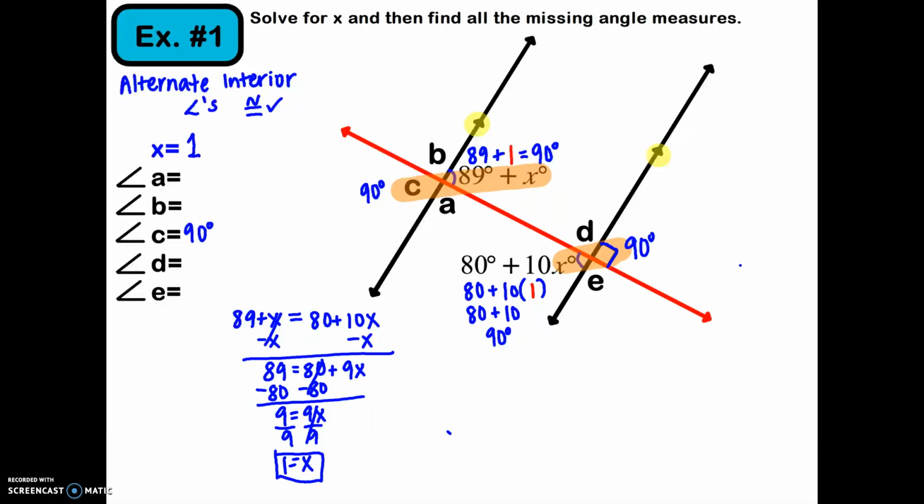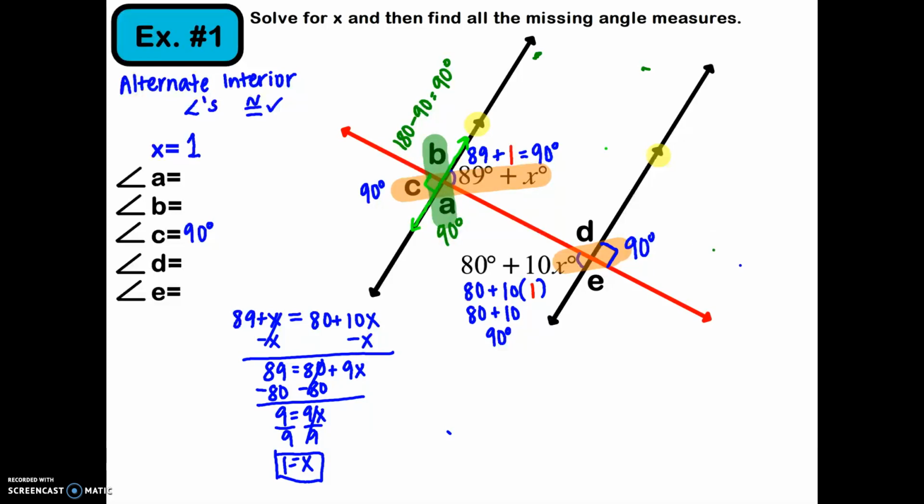This is when I know that a straight line or a straight angle right here makes up 180 degrees. So if angle C is 90 degrees, angle B must be 180 minus 90 degrees, which is 90 degrees. So if B is 90 degrees, it's a vertical angle. Its opposite angle also has to be 90 degrees.